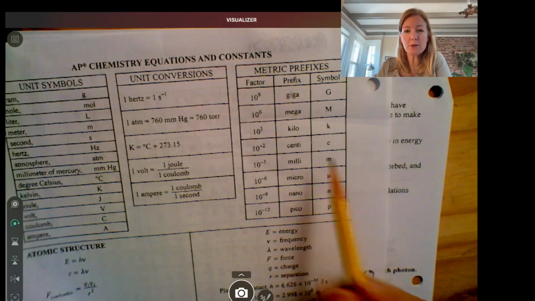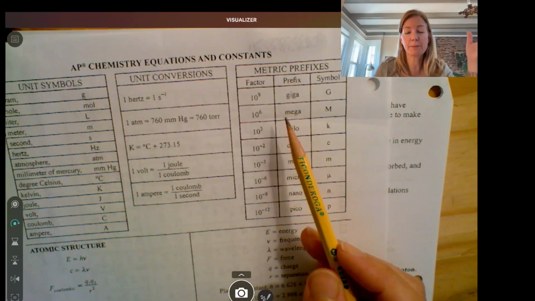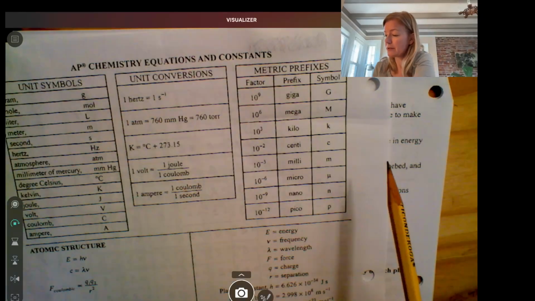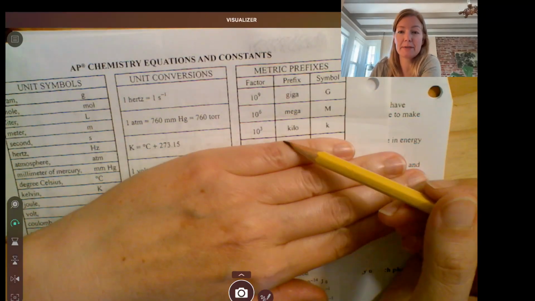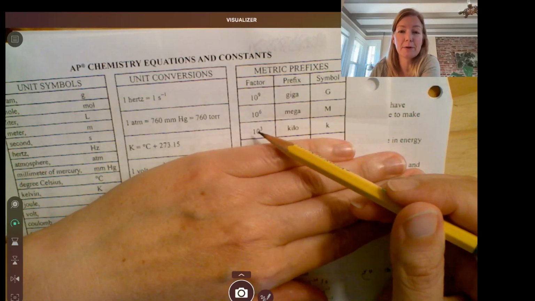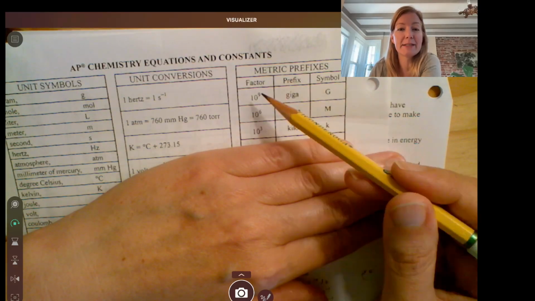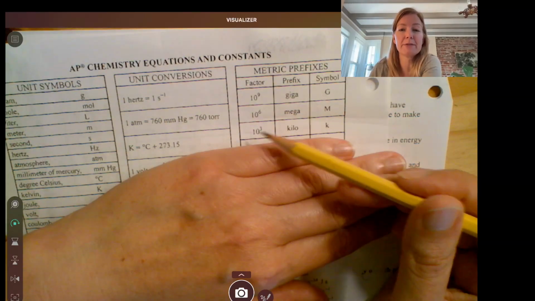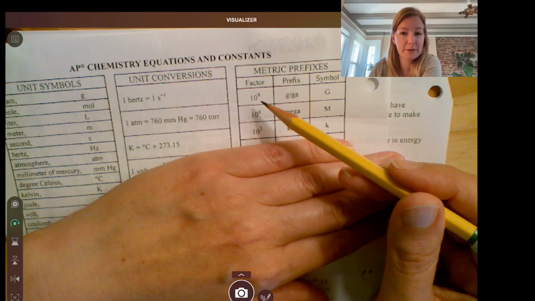Okay. So just want to draw your attention to the metric prefixes. These are the prefixes that we put before units in the metric system. So if we start right here, let's take grams as our base unit. A kilogram is 10 to the third grams. A megagram is 10 to the sixth grams. A gigagram is 10 to the ninth grams, okay? Or meters. A kilometer is 10 to the third meters. A megameter is 10 to the sixth meters. A gigameter is 10 to the ninth meters, okay?